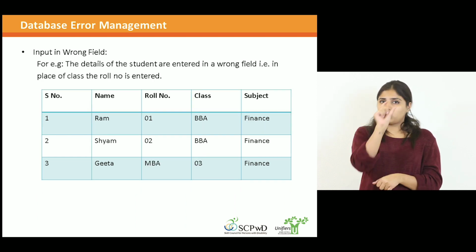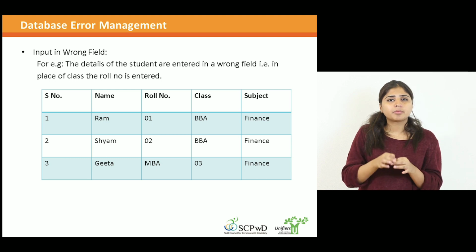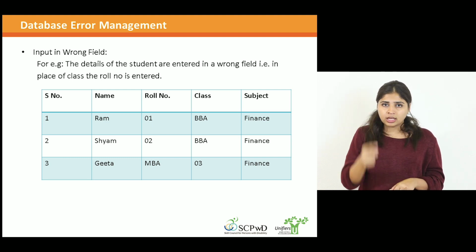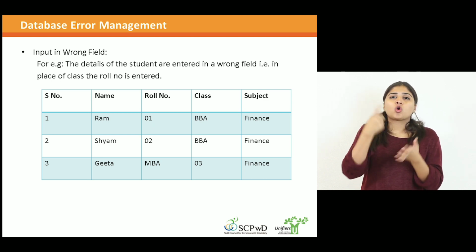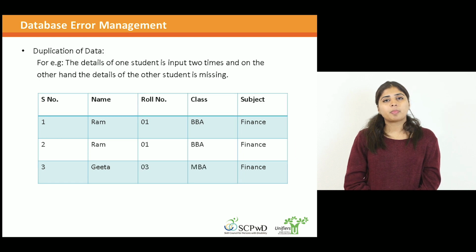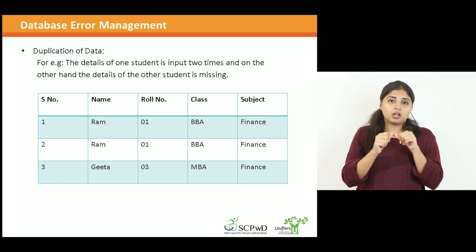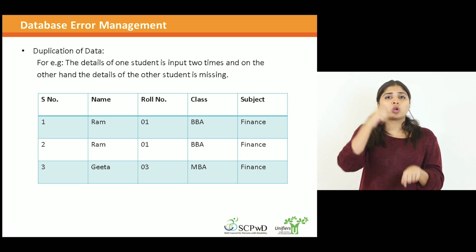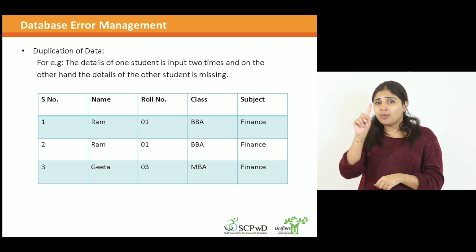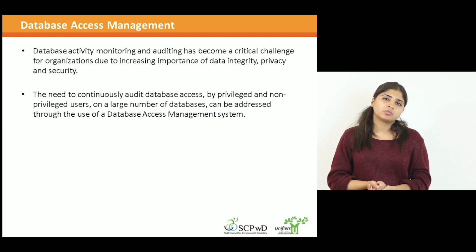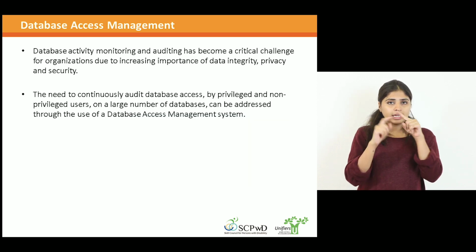Input in the wrong field. For example, the details of the student are entered in a wrong field. That is, in place of class, the roll number is entered. Duplication of data. For example, the details of one student are input two times, and on the other hand, the details of another student are missing.